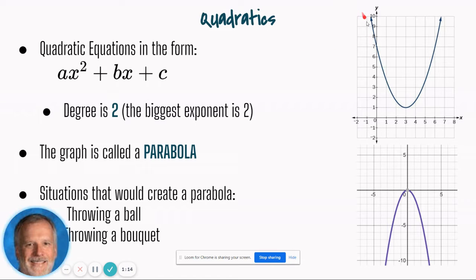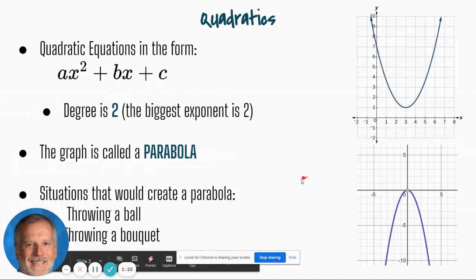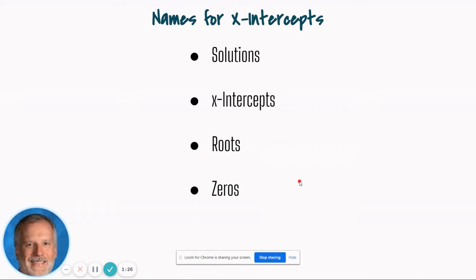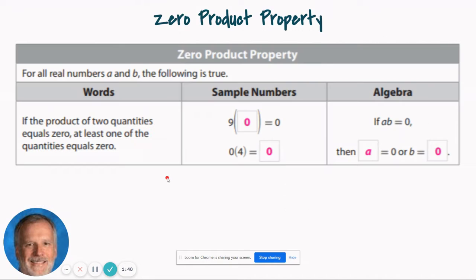So what you're seeing on the screen, that's what we call a parabola. It's kind of a U shape, except it continues to open up. We'll talk more about parabolas later, but I think it's important for you to know. One thing about it, our answers, we're going to give lots of different names. The solutions is what we're going to call it today, but later on we'll call it an x-intercept or a root or a 0. Let me show you why.